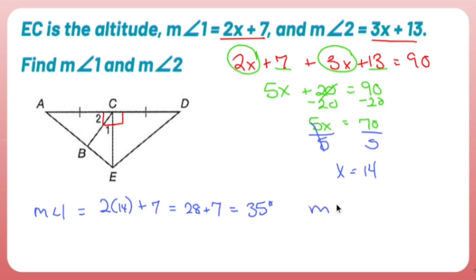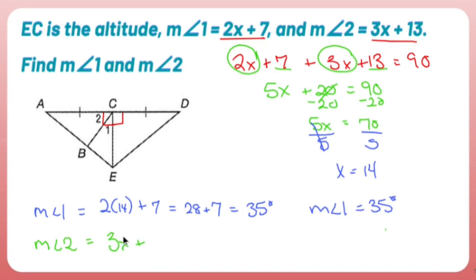So let me write that out a little bit cleaner. The measure of angle 1 is 35 degrees. Now the measure of angle 2 is done very similarly. The measure of angle 2, according to the top up here, is 3x plus 13.